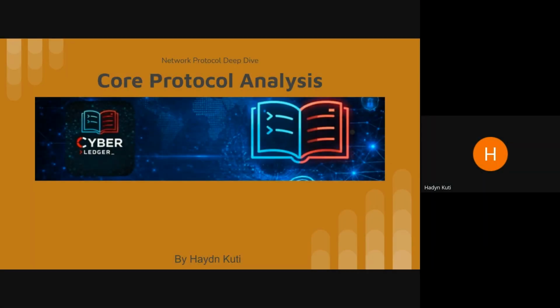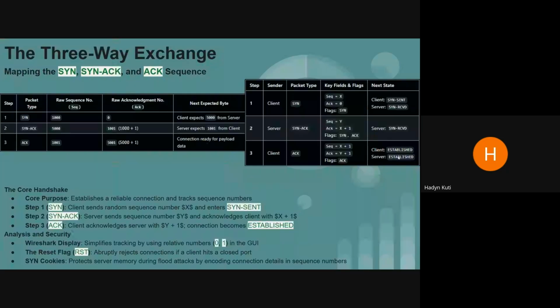Our subject this week is Network Protocol Deep Dive, and our first presentation is the Core Protocol Analysis. Starting right in, we go with the three-way exchange. The TCP Three-Way Handshake establishes a reliable connection before data transfer begins. This ensures both the client and the server can send and receive data while synchronizing their sequence numbers.